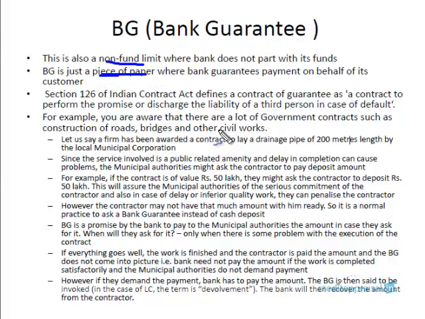I think you're aware of what BG is, that you might have encountered in your practice of banking. BG basically is a piece of paper issued by the bank. It is a promise. Section 126 of the Indian Contract Act defines what a guarantee is. A guarantee is a contract to perform the promise in case of default.